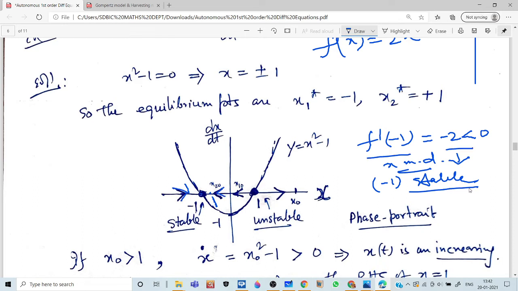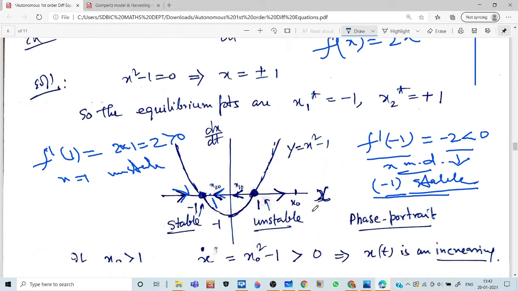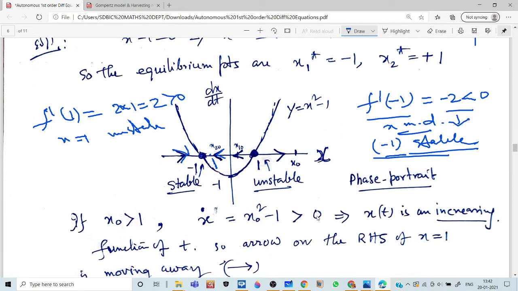So we put the arrows towards it. f' is negative, so the point is stable. And for the critical point 1, f'(1) = 2 into 1, which is equal to 2, positive. So obviously x = 1 is unstable, and we put the arrows away from the point 1. If you start with some initial condition x0 here, then the solution trajectory goes away from the point x = 1.